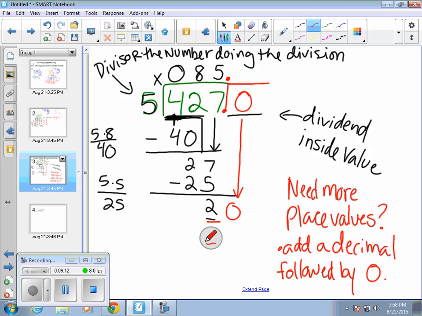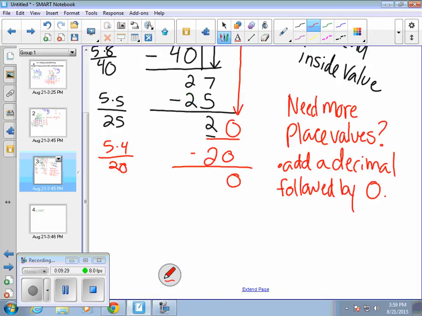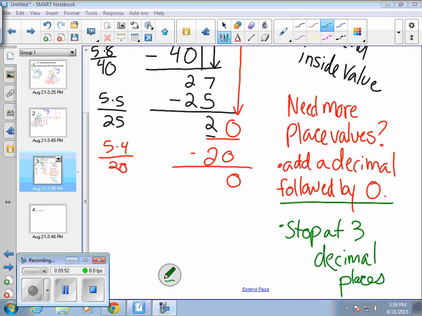So now I'm looking at 20. I know 5 goes into 20 4 times. So I'm going to put my 4 up top. 4 times 5 is 20. When we subtract, we get a 0. If you didn't get a 0, you could add another place value just like we did by adding a decimal and a 0. If you continue to have to add zeros, you can stop at 3 decimal places. That will have the amount of accuracy that we need.